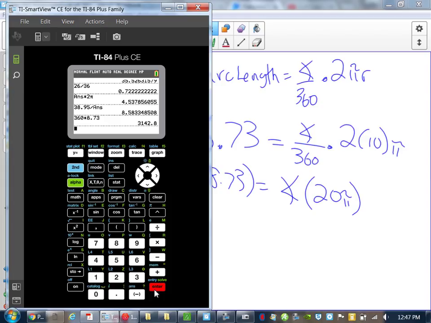How do you undo multiply? Divide. Now when you divide, you have to make sure you put that in parentheses. You have to group the 20 pi in parentheses, otherwise the calculator will divide by 20 and then multiply by pi. It doesn't know what you are doing until you are specific with it, with the parentheses as grouping symbols. Hit enter and you're going to get 40 something maybe? That was close. 50.02. All right.